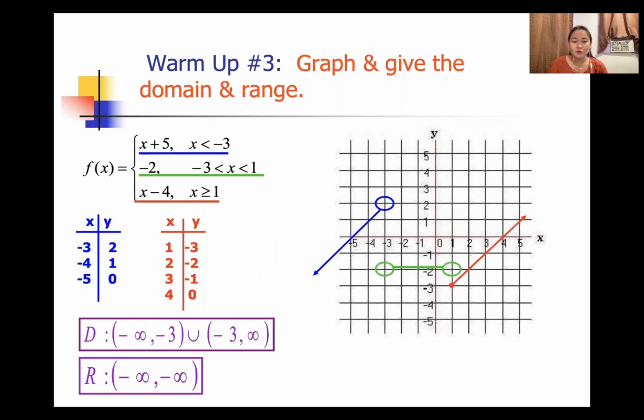So we have the domain. The domain is from negative infinity to -3, union with -3 to positive infinity. So here is the domain. Domain is the value of your x, the value of your x from -3 going down and from -3 going to positive infinity. Whereas your range, the possible value of your y, is from negative infinity to positive infinity.